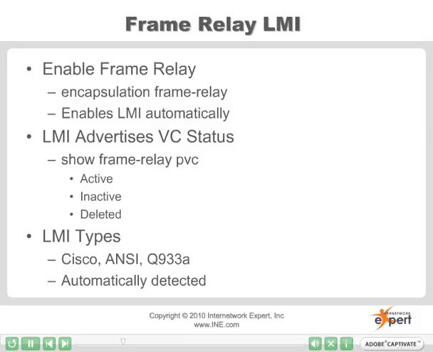As far as the status of your PVCs, which is part of the LMI's job, saying I've got PVCs available, it would show one of three states: active, inactive, deleted. Active simply implies that my router is configured to use a specific DLCI, the Frame Relay switch knows about the DLCI, and very possibly, not for sure, but possibly, the other side is okay too.